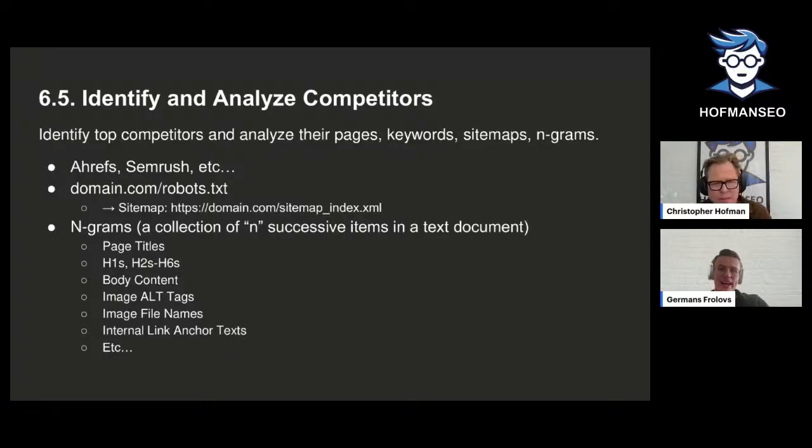Of course, identifying and analyzing your competitors is important. Analyzing their top pages, their organic keywords, their sitemaps and ngrams. You can use tools like Ahrefs and SEMrush to analyze their top pages and organic keywords. You could also go to their robots.txt file, find their sitemap index and analyze sitemaps. And ngram analysis, which is basically, an ngram is a collection of n successive items in a text document. You could do ngram analysis of different components of the website: titles, h tags, body content, alt tags, and many others. And again, the tools that I would suggest using are in the notes.